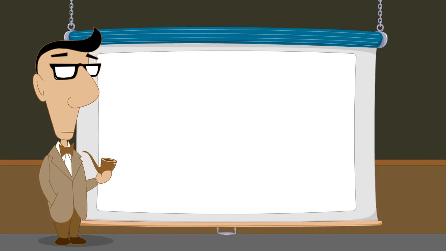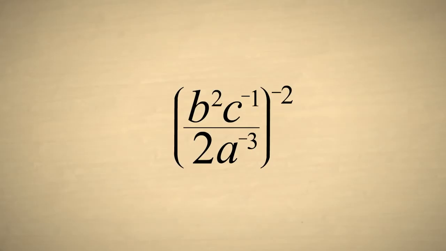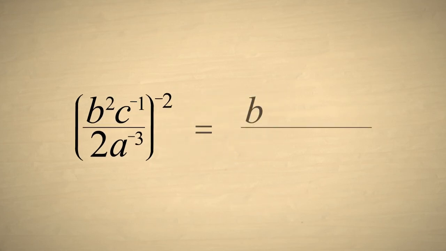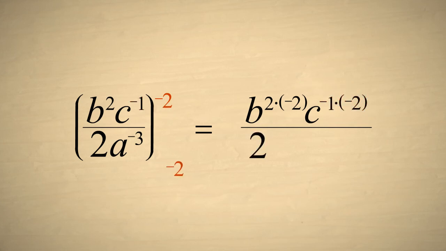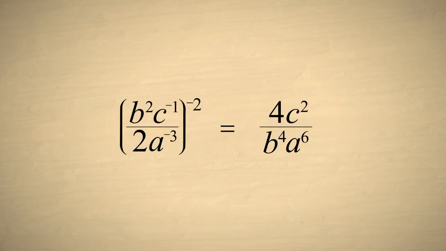As our last example, we will simplify a more complicated fractional expression raised to a negative power. Since this expression is raised to the negative second power, we start by multiplying each exponent by -2. Next, we can eliminate negative exponents by moving those terms to the opposite sides of the fraction. As a final step, we can write 2 squared as 4, and this expression is written in its simplest form.